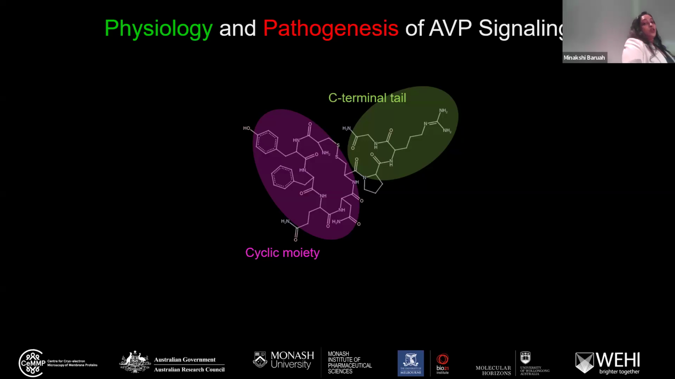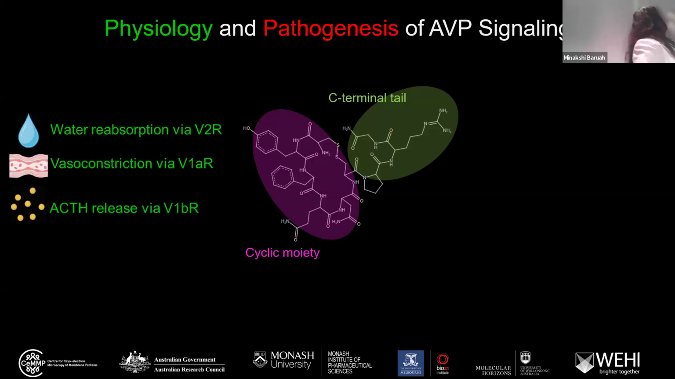It is a peptide, and I have divided the structure of AVP into 2 different parts. The cyclic ring at the bottom that is formed by cysteine 1 and 6, and the C terminus that is extended by the other 3 amino acids. Now, under normal conditions, AVP mediates different physiological functions via vasopressin receptors, as I already mentioned in the previous slide.